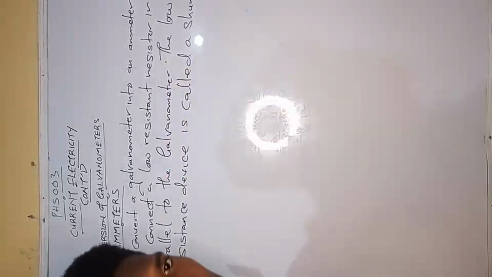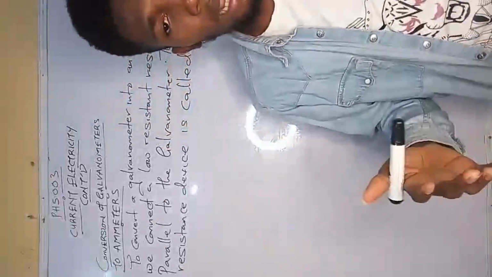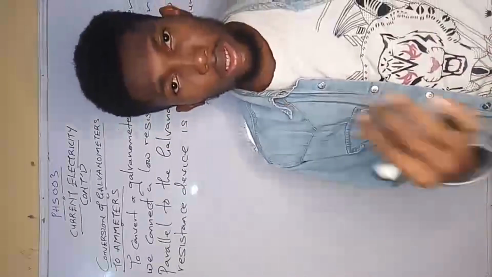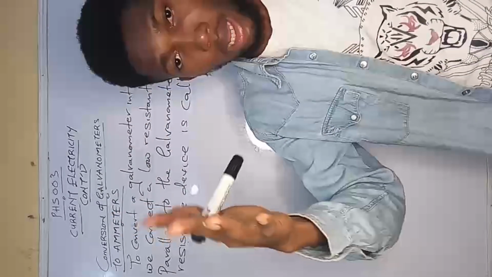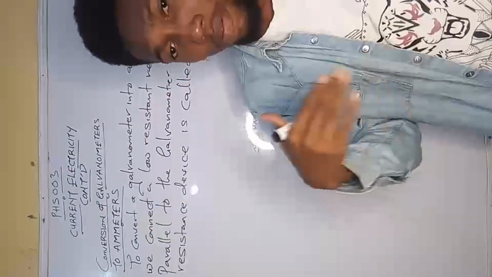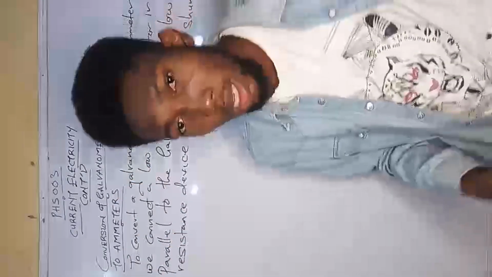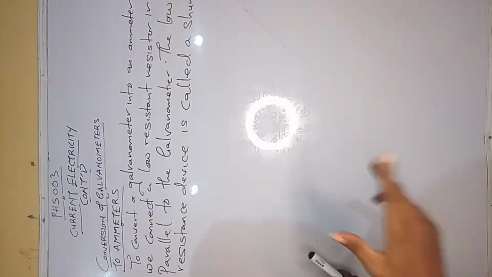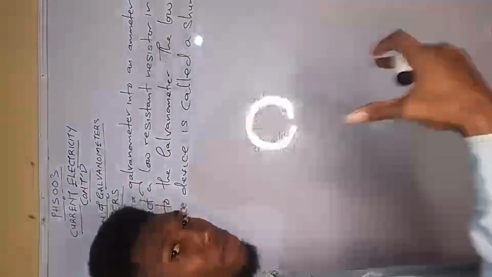Let me recapitulate for those of you that are just joining in. We said to convert a galvanometer to an ammeter, you do so by connecting a low resistance, which we refer to as a shunt, in parallel with the galvanometer, and that will be the first mechanism in converting your galvanometer into an ammeter. Now, this is going to be the setup. From what we just said, that's connecting in parallel.